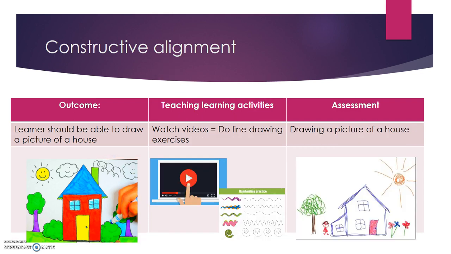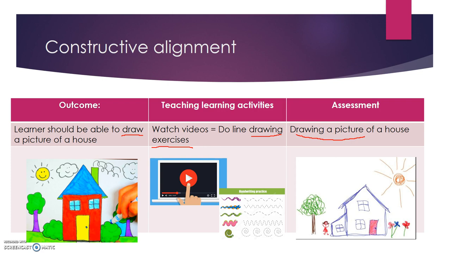All right, so let's see if we can fix it. If the outcome says the learner should be able to draw a house, then you can watch videos on interesting architecture and how houses are built to make the real life connection. But you should always do some line drawing exercises, maybe, to help them practice the different types of lines that they might use and to get the feeling of holding a pen or a pencil, whatever the case might be. And then the assessment activity is straightforwardly to draw a picture of a house.